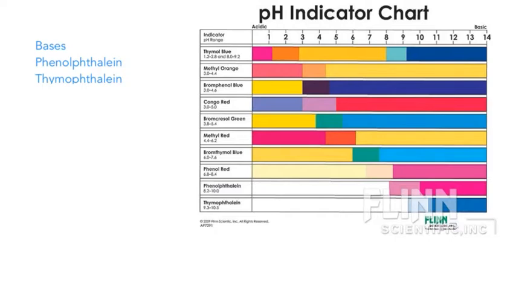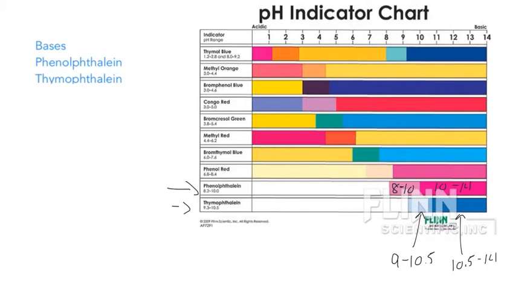Last but not least, when you're trying to find your unknown solutions for bases, phenolphthalein and thymolphthalein are the best, simply because you have your different colors happening in the basic area. So we can see from phenolphthalein, we have light pink from about 8 to 10, and we have our fuchsia from 10 to 14, and the same thing with thymolphthalein. Well, we have this light blue from around 9 to 10.5, and then it goes darker from 10.5 to 14.